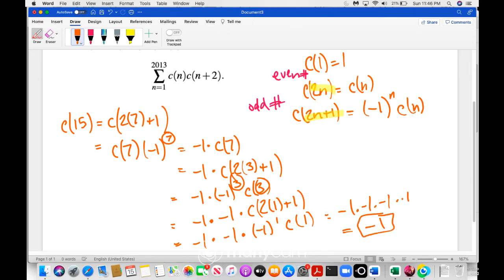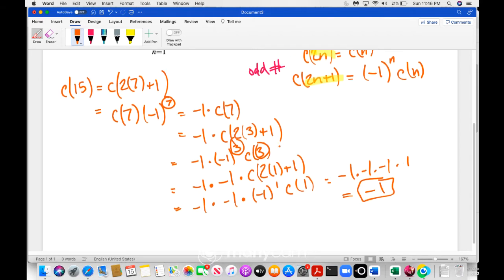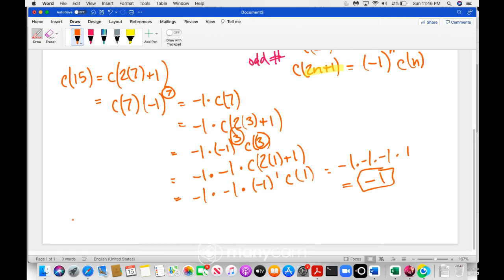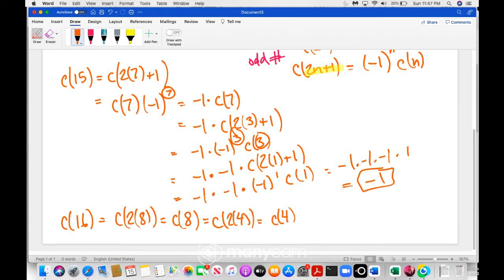Okay, so that is c of 15, and I will do c of 16 really quickly as well. So c of 16 is even, so that's going to be the same as just c of 2n, which is the same as just c of n. Okay, but that n is also even, so I could write that as 2 times 4, which is the same as c of 4. But then this is again a power of 2. Okay, so any power of 2 can essentially be rewritten as c of 1, which is equal to positive 1.